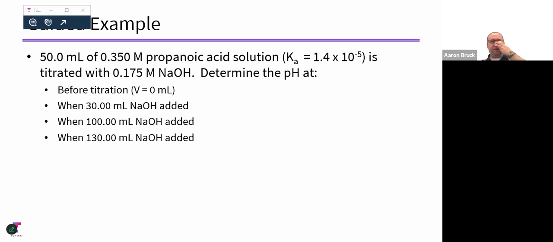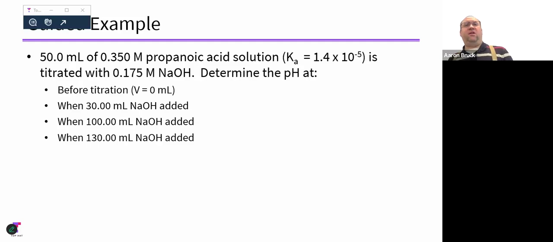So here is an example problem. This is one of those multi-step problems I was talking about before. This is a very common way to be asked questions about titration curves in this kind of setting, in this kind of application.